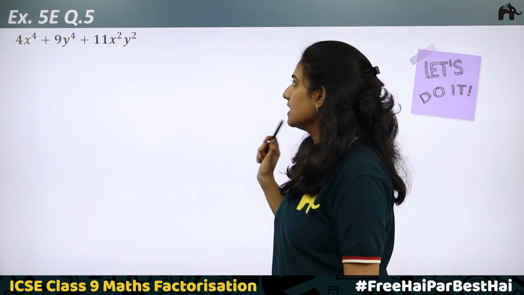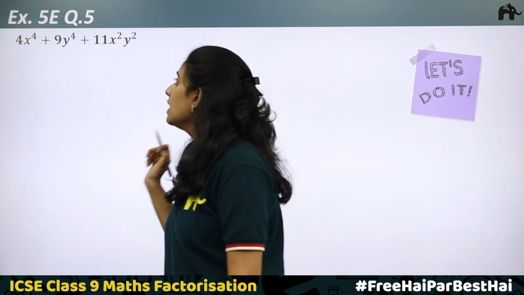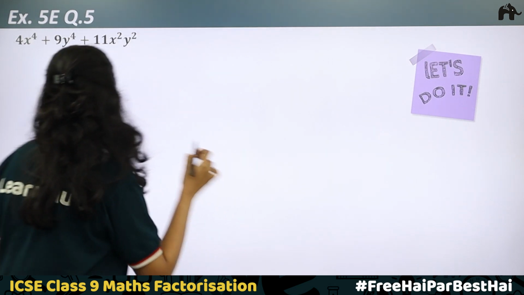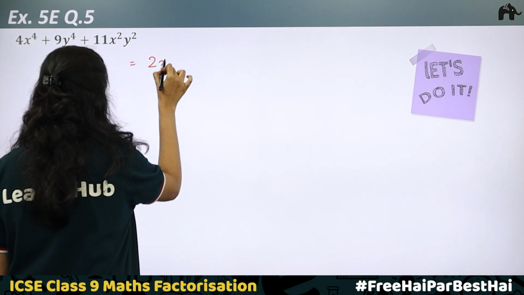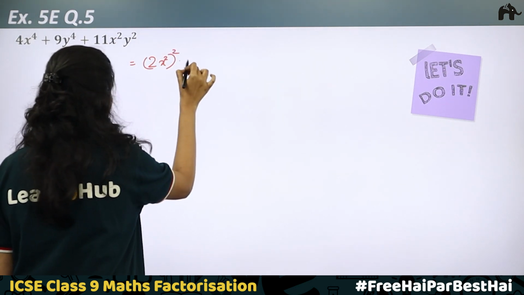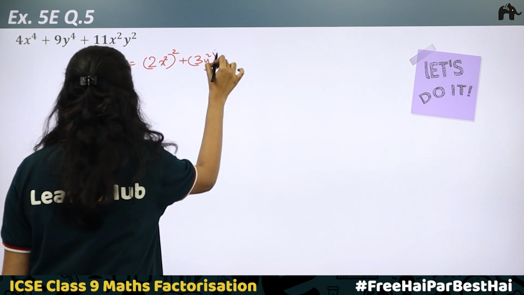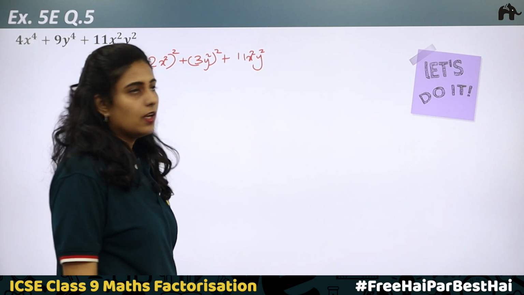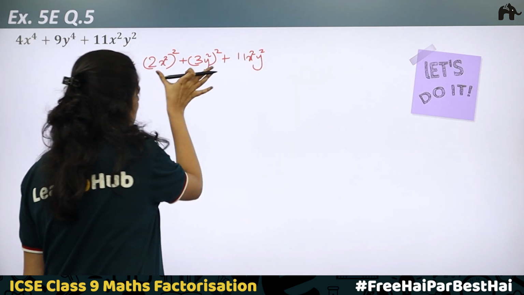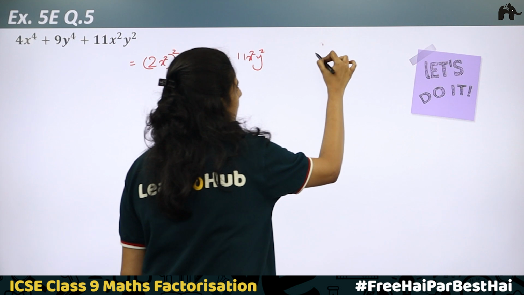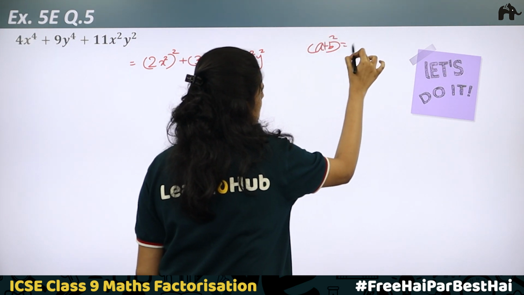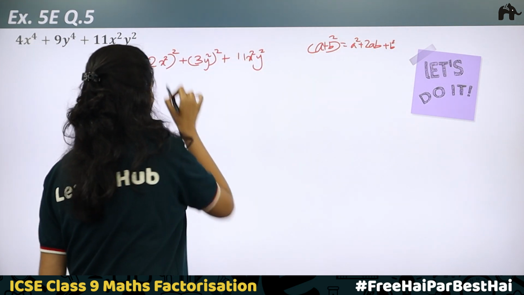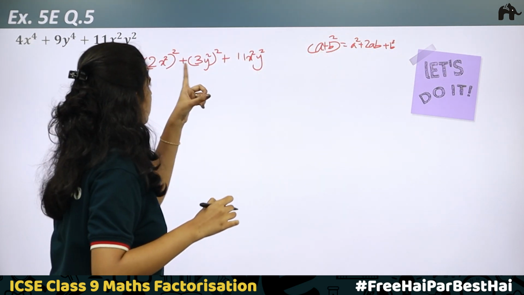Next, question 5 of exercise 5e: 4x raised to 4 plus 9y raised to 4 plus 11x square y square. Okay, this can be written as (2x square) the whole square plus (3y square) the whole square plus 11x square y square. Now, we have to make some changes to bring this in the form (a plus b) whole square, which is a square plus 2ab plus b square. So, here in place of a we have 2x square, in place of b we have 3y square.